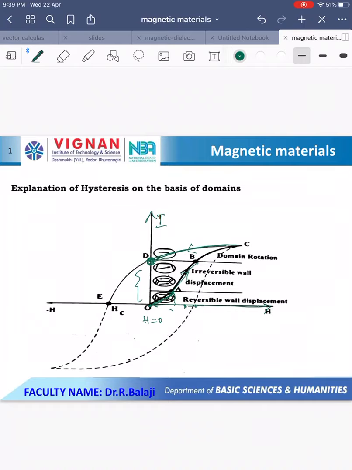Actually, after the removal of the external field, the specimen tries to come back to its original state by the movement of the Bloch walls. So at point D, when you remove the magnetic field, the material tries to come to its original state by the movement of Bloch walls, but this movement is stopped due to the presence of impurities and lattice imperfections in the material. Therefore, to remove that residual magnetism in the material, we require a large amount of reverse magnetic field.